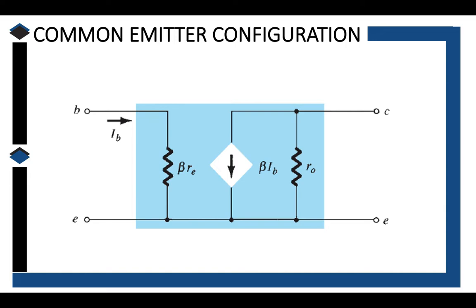So first one is the common emitter configuration. Your diode could be represented by this model. You have an input resistance beta RE, and on the output side the controlled current source beta IB, or simply your IC, and an equivalent output resistance. Remember, ito po yung equivalent circuit ng diode lang po natin. Diode lang po. Hindi pa po kasama ang ating buong circuit.